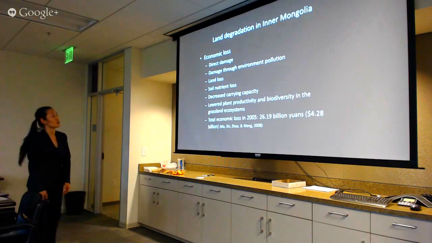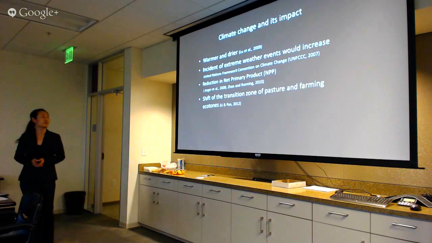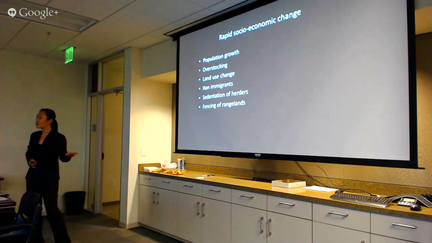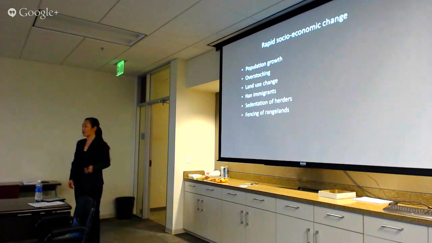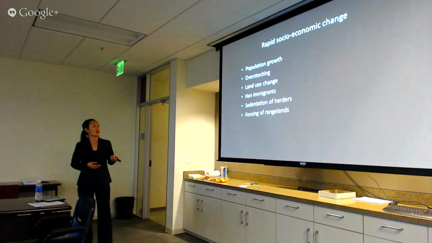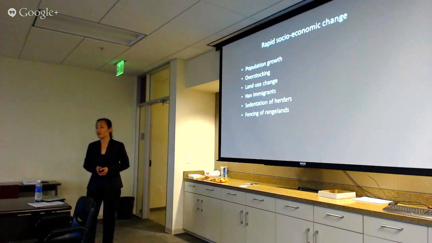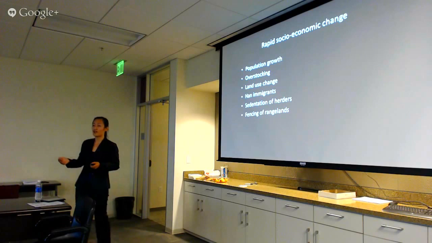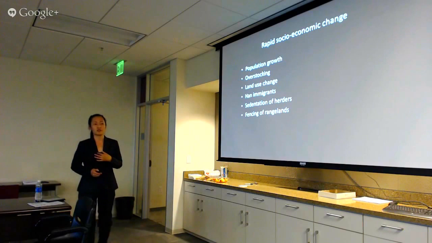On the other hand, this area also faces rapid social economic changes, including population growth, overstocking, and land use change, especially converting rangeland to croplands. Together with this are the Han immigrants to Inner Mongolia, and also sedentation of herders, which means before they had a grazing herding system, but now they have settled down, coming with fencing of rangeland. All of these factors, as a lot of researchers have proposed, also contribute to land degradation.